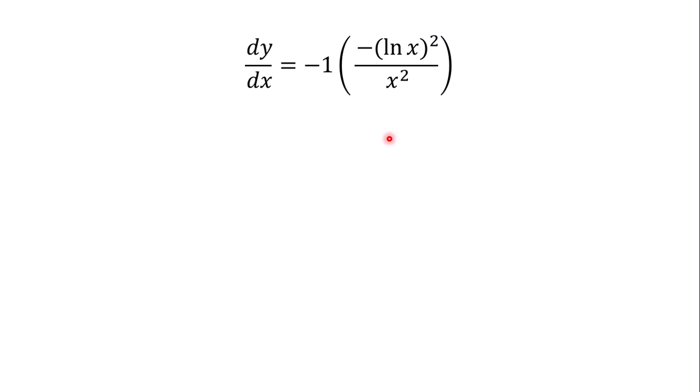There's nothing here that we can do again. The only thing is to open the bracket. If you open the bracket, this multiplied by this will give us a positive answer, that is, bracket natural log of x all squared divided by x squared. So dy over dx is now equal to natural log of x all squared divided by x squared.